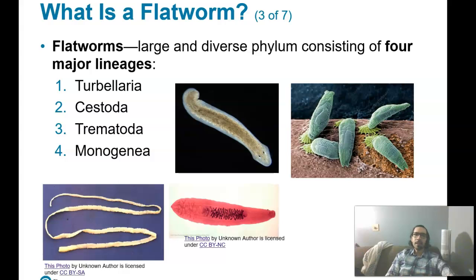Flatworms are a large, diverse group that consists of four major lineages. You have the turbellarians, like Dugesia, which are also called planarians. There's the Cestoda, which includes tapeworms, Trematoda, which are the flukes, and then Monogenea, which are other parasitic worms. These are really tiny and are usually found in places like the gills of fishes.